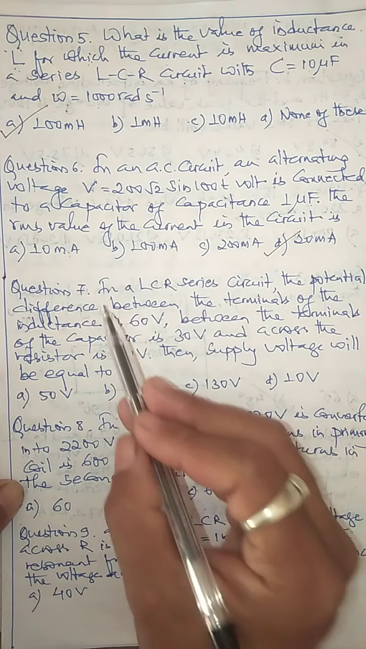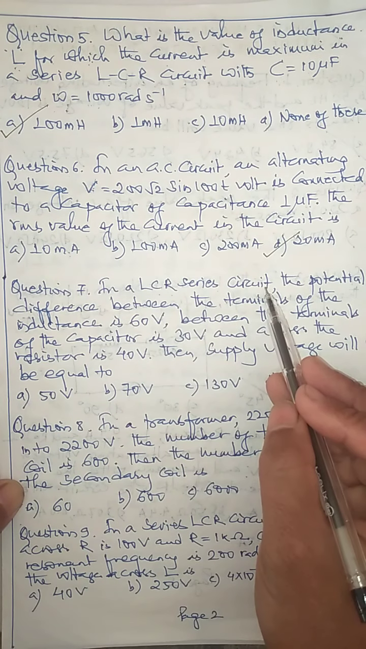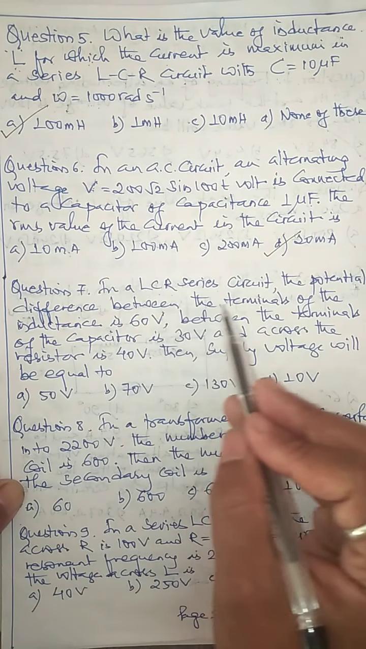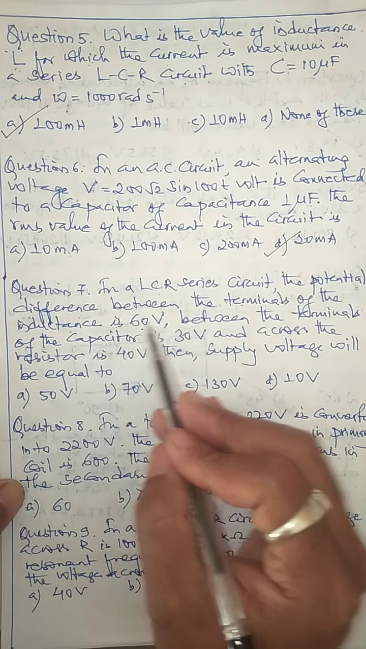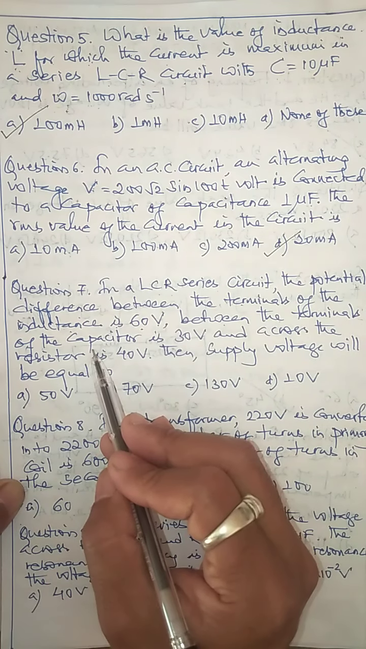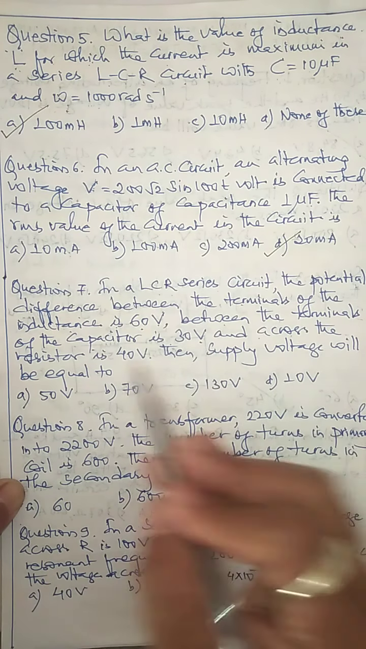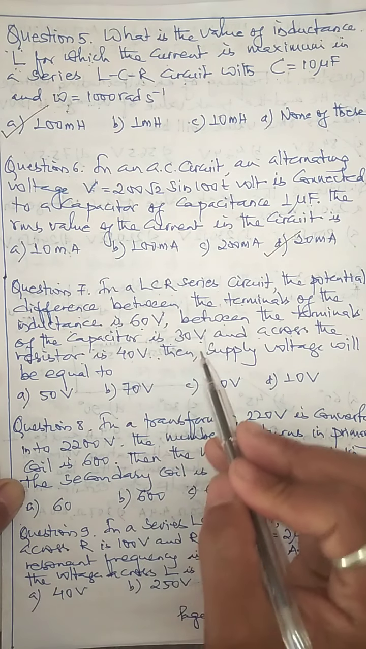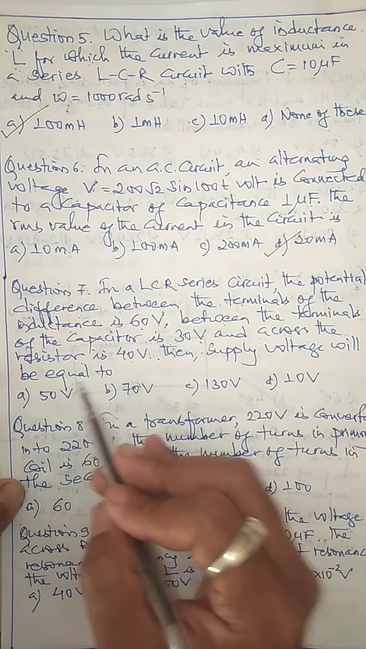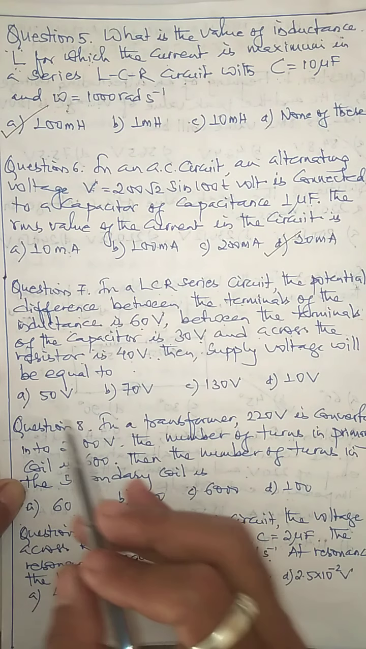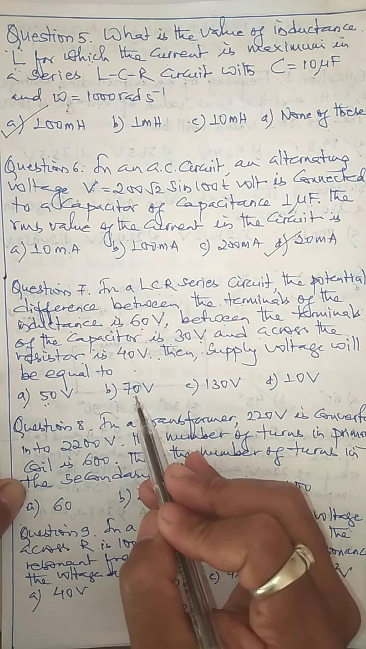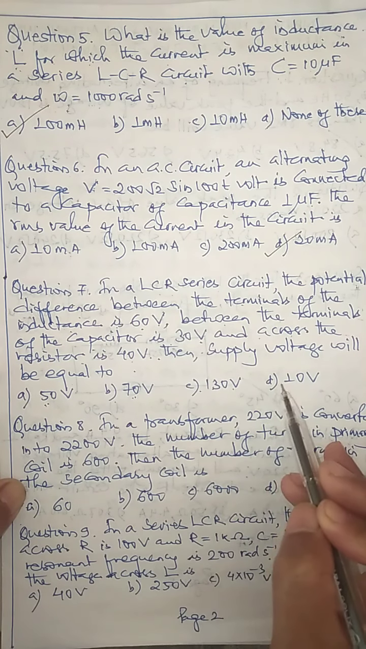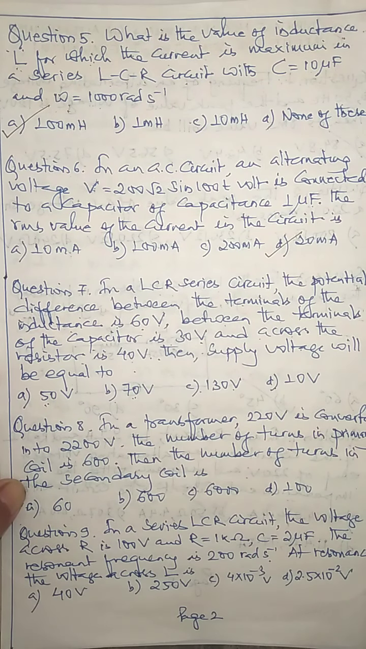And question number 7 says that in an LCR series circuit, the potential difference between the terminals of the inductance is 60 volt, between the terminals of the capacitance is 30 volt, and across the resistor is 40 volt. Then the supply voltage will be equal to, so 4 options are given. A is 5 volt, B is 50 volt, C is 70 volt, D is 130 volt, and lastly E is 10 volt. So in order to choose the correct option, we do the calculation.